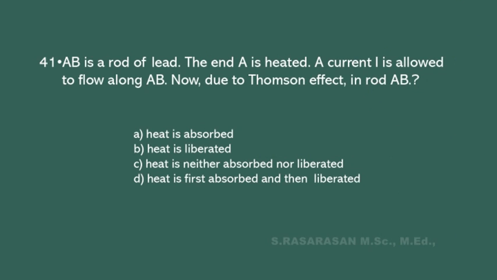41. AB is a rod of lead. The end A is heated. A current I is allowed to flow along AB. Now due to Thomson effect in the rod AB.